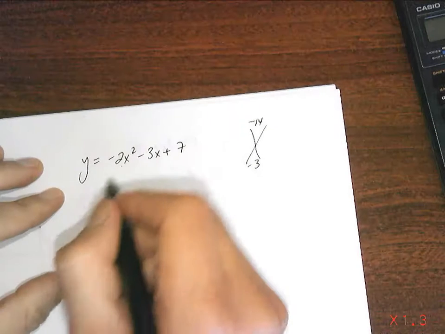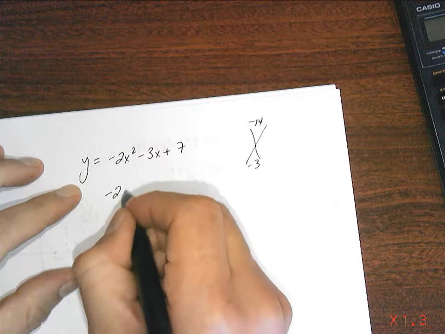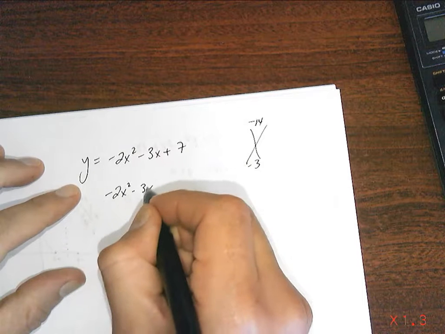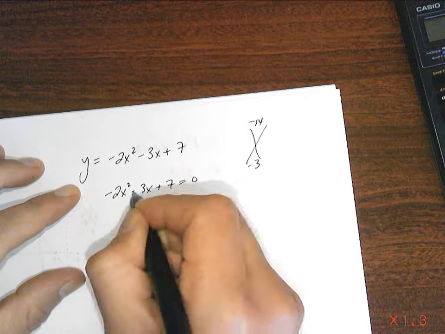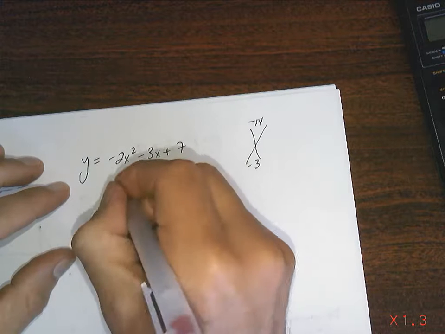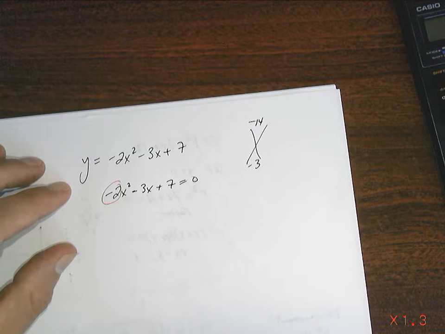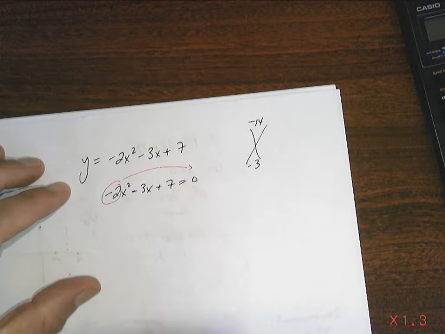So if I want to use the quadratic formula here to find the zeros, the first thing I'm going to do is set it equal to 0. Now, we've got a problem here, and that problem is this negative. You can do it with a negative. It's just really hard. It's not fun. So I suggest that you bring that over.